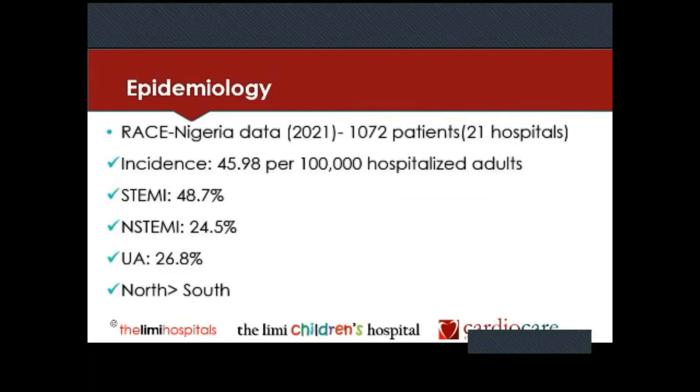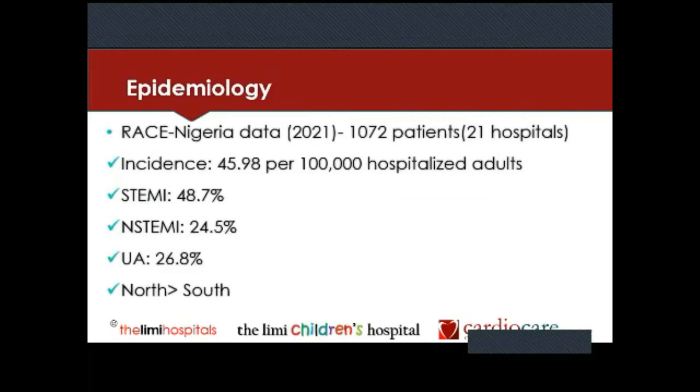Very good. One is that the study has brought to the limelight that we have this disease in the country. The RACE study was set up around 2012-2013, and it ran until almost 2018. That was when the data were collected. A number of hospitals in the Southwest, South-South, Southeast, and many centers in the North contributed to this study. One of the things that stands out is that it seems we have more acute coronary syndrome in the North compared to the South.